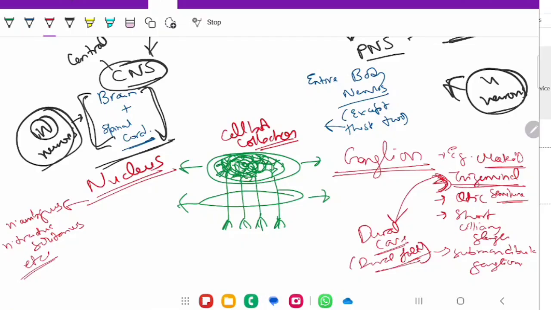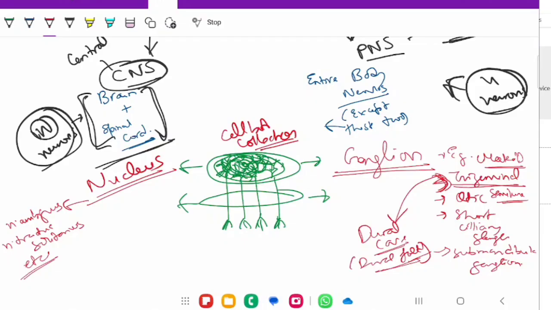Imagine a neuron in front of you, and imagine 10 to 20 neurons with their cell bodies forming a bunch together. This same bunch of cell bodies in the brain or spinal cord will be called a nucleus, whereas outside the brain and spinal cord they will be called a ganglion. That is the only difference in terminology, that is it. So it is very important to understand that a cell body collection inside the brain and spinal cord is called a nucleus, whereas a cell body collection outside the brain and spinal cord is called a ganglion.